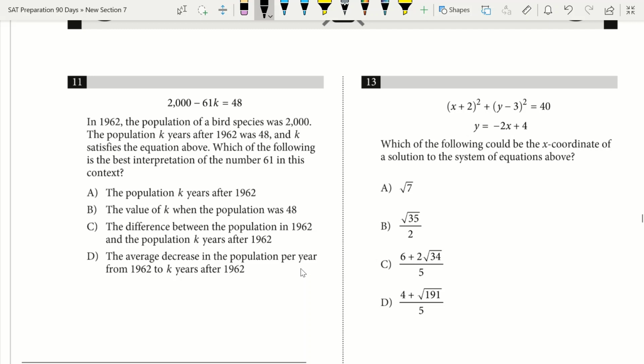All right, question 11. In 1962, the population of a bird species was 2,000. The population k years after 1962 was 48. The k satisfies the equation above. Which of the following is the best interpretation of the number 61 in this context?